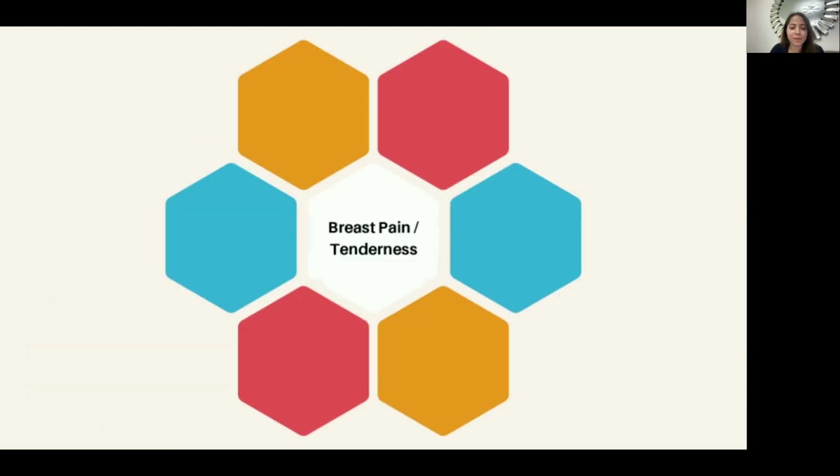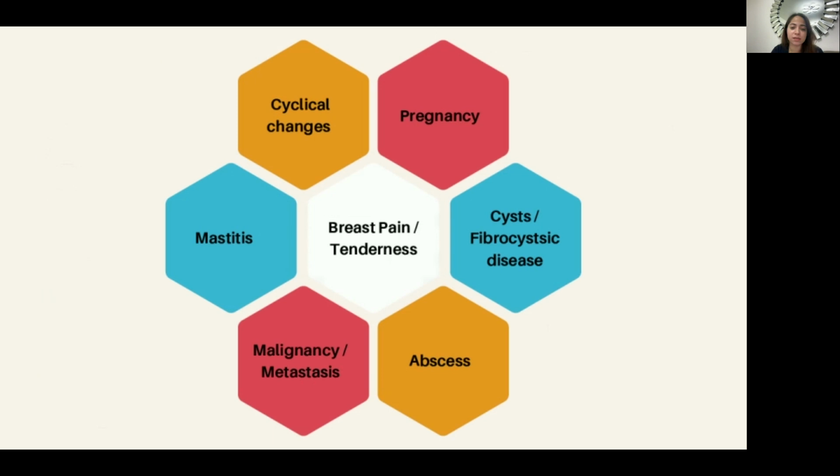So let's go. Just some differentials for breast pain and tenderness. Common ones are cyclical changes with periods, monthly. Ladies can complain of pain and tenderness around their hormonal cycle changes, at pregnancy, mastitis. There could be malignancy or metastasis, abscess, and certain cysts as well. So we'll cover these kinds of things.